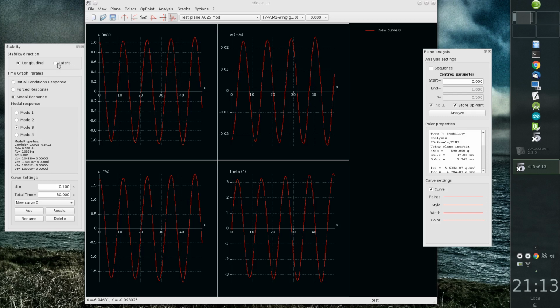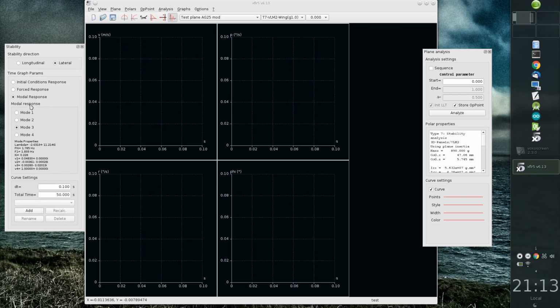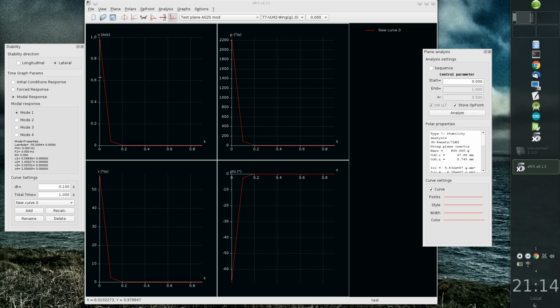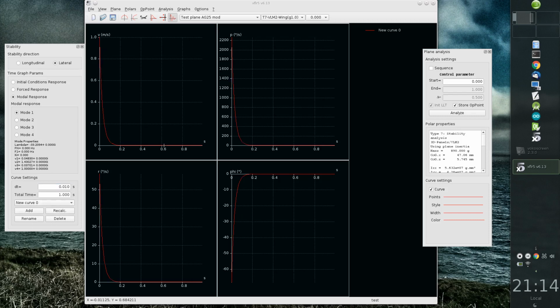Let's look at the lateral direction now and look at mode 1, which was the roll damping. So let's plot it on a scale of 1 second by increments of 0.1 second. And there we are. It goes back very, very fast to 0. So the increment is a bit too coarse. We only have 2 points between 0 and 0.2. Let's decrease this to 0.01 second, recalculate the curve, and there we have a smooth curve. This curve goes back to 0 quite fast.